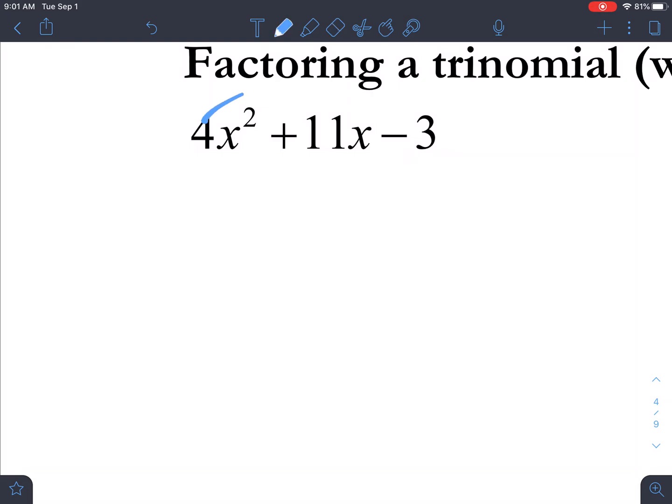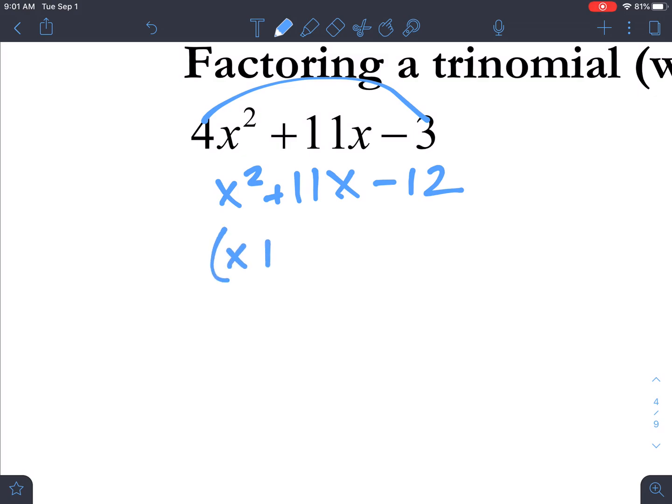So the first thing you would do is multiply 4 times negative 3. So I moved that 4 to the other side. It looks a little weird. It's technically different, but we're just going to use it as kind of a shortcut to get to that final answer. So then we're thinking what multiplies to negative 12 and adds to 11. That would be x plus 12 and x minus 1.